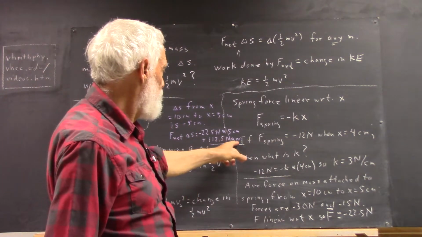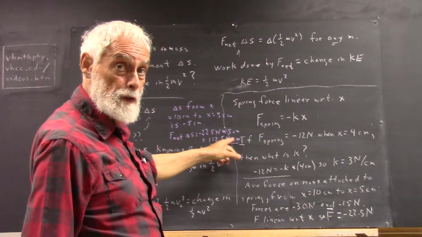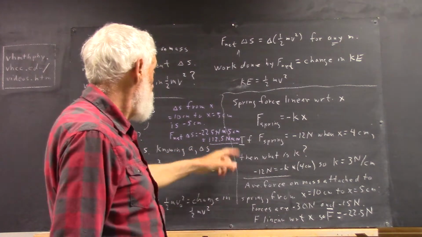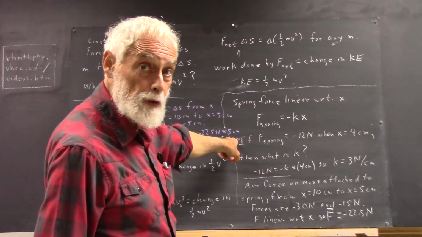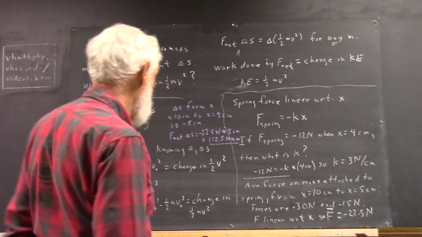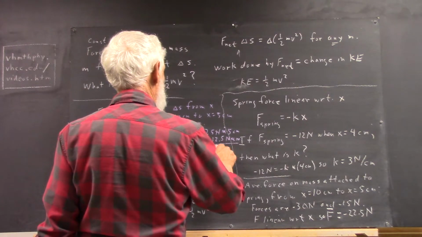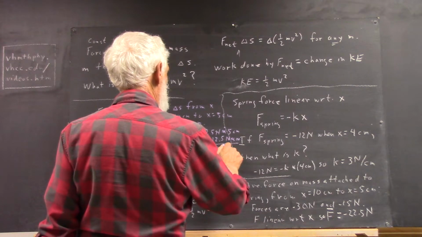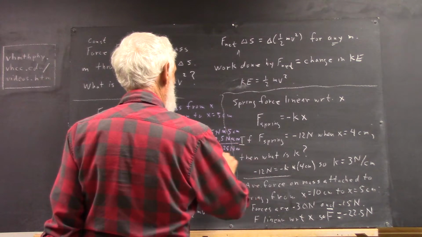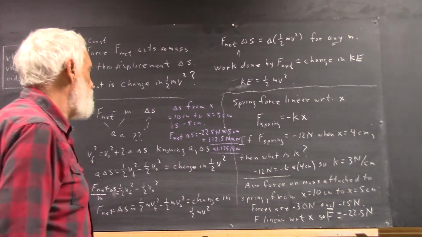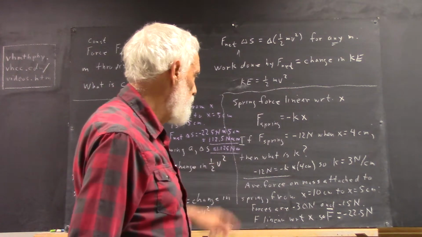Okay, now, this is not in a consistent set of units. It's not in SI units. We could change that to newton meters. A meter is 100 centimeters, so a centimeter is 0.01 meters. So we could say this is 1.125 newton meters.